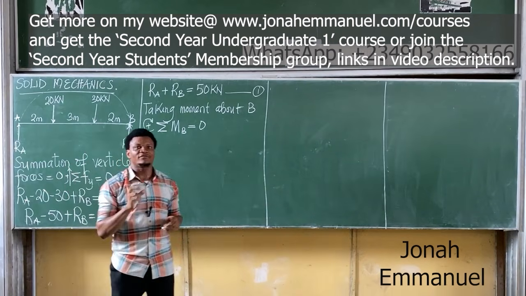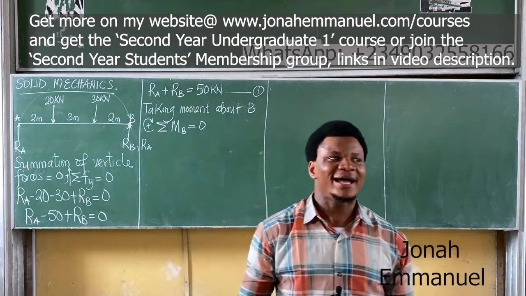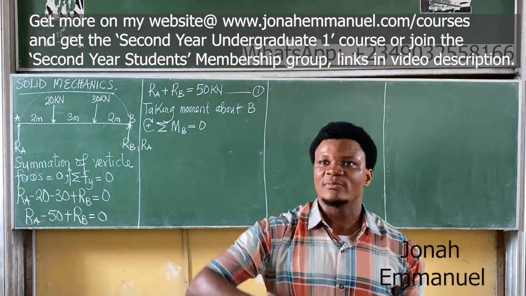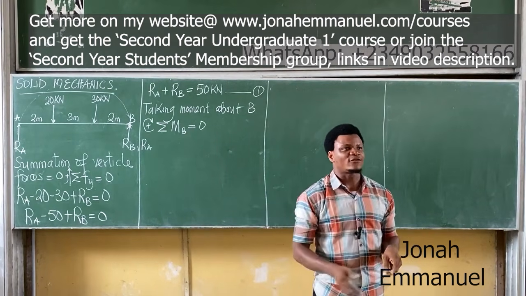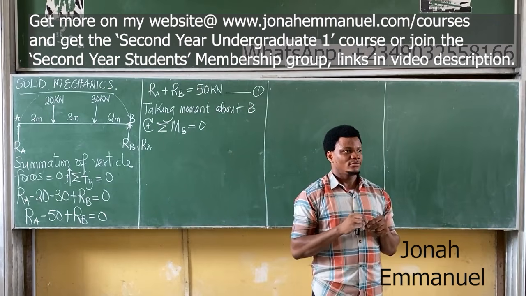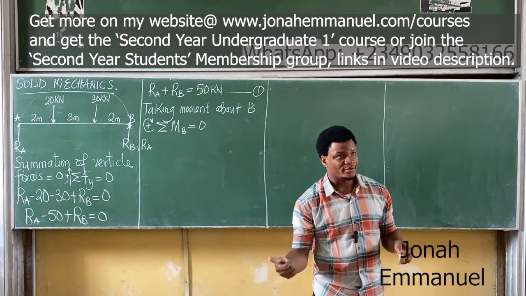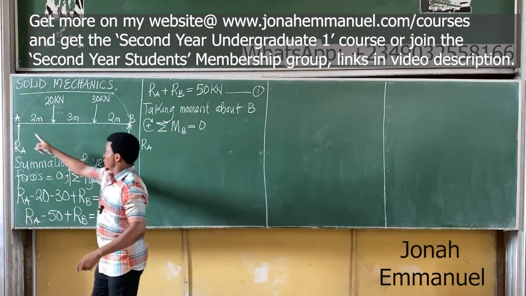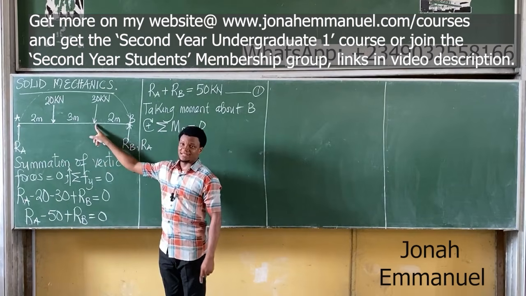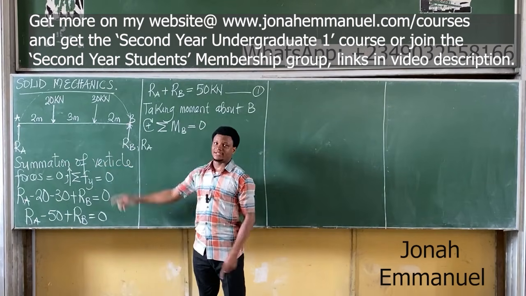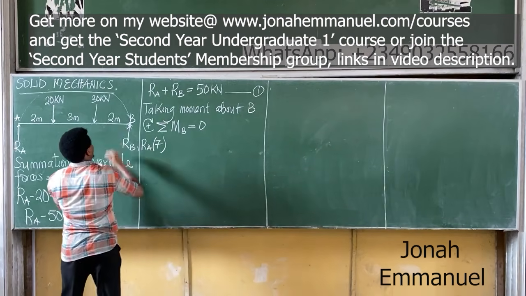Moment is simply the product of what there? Force and perpendicular distance. It becomes force times distance. What's the total distance from RA to B? 2 meters, 2 plus 3, 5 meters, 5 plus 2, 7 meters. RA times 7. We are done with RA.